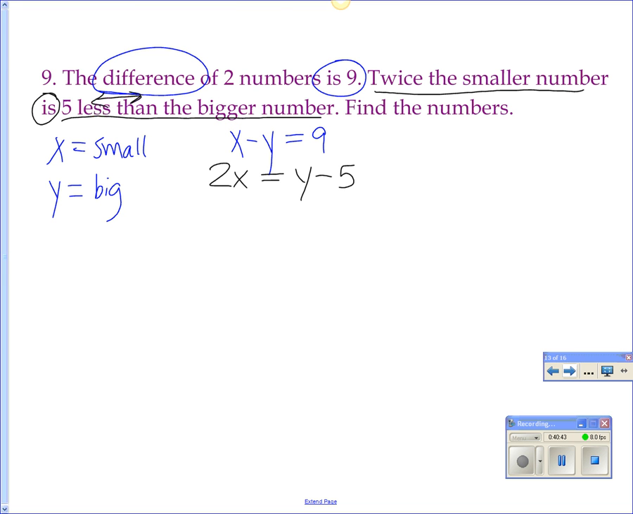Okay, the top one's fine. The bottom one, something's out of place. What's out of place? The y. We move it over here. Positive y, when it crosses the line, becomes negative. So it's 2x minus y equals negative 5. Don't forget it's negative 5.